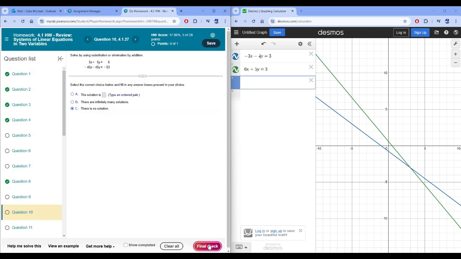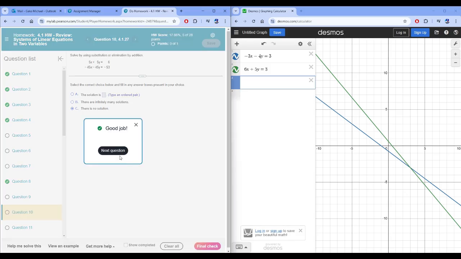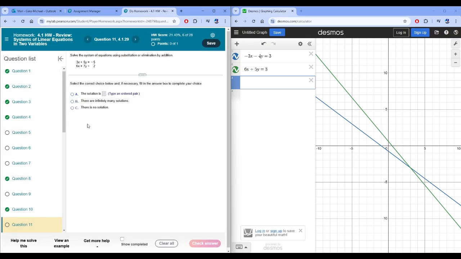There's no solution. But 9 times 5 is 64. Oh my goodness. I get 0 equals 1, which makes it no solution. That's right. Wow. Okay. Moving on.